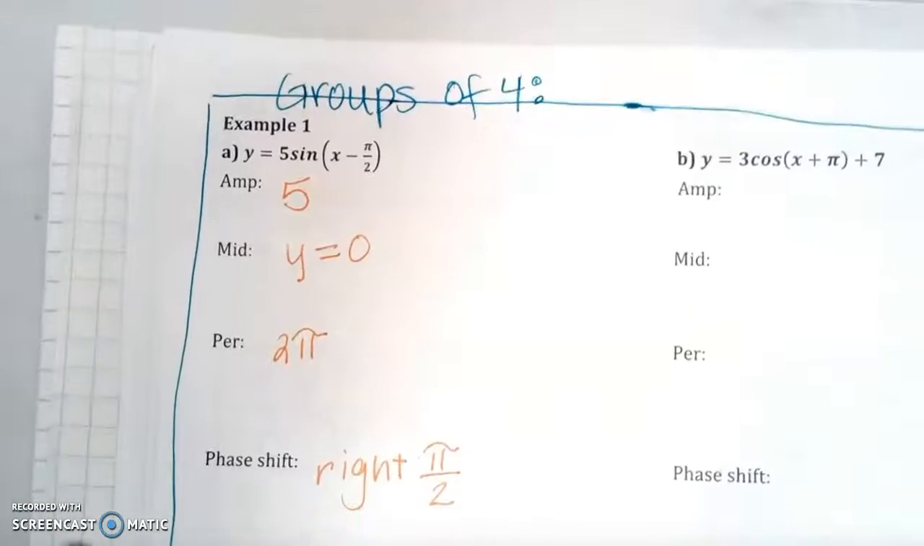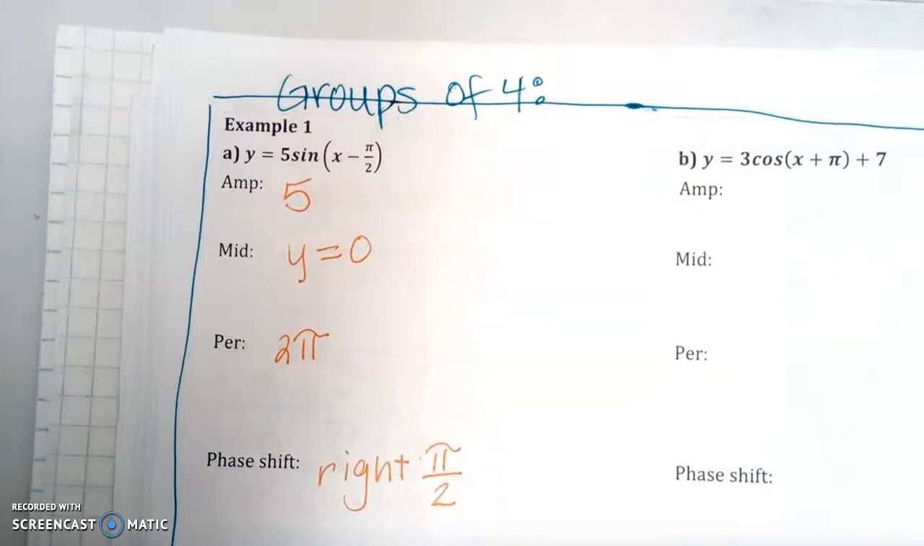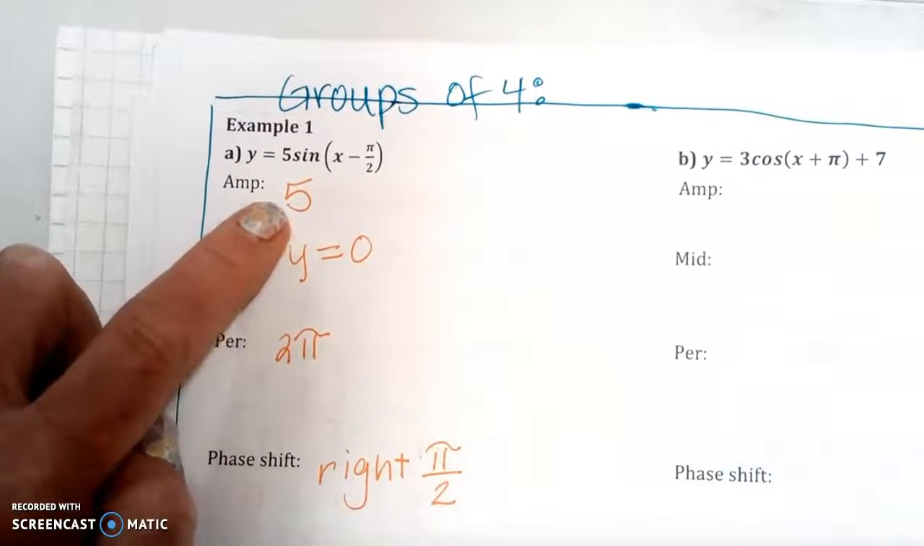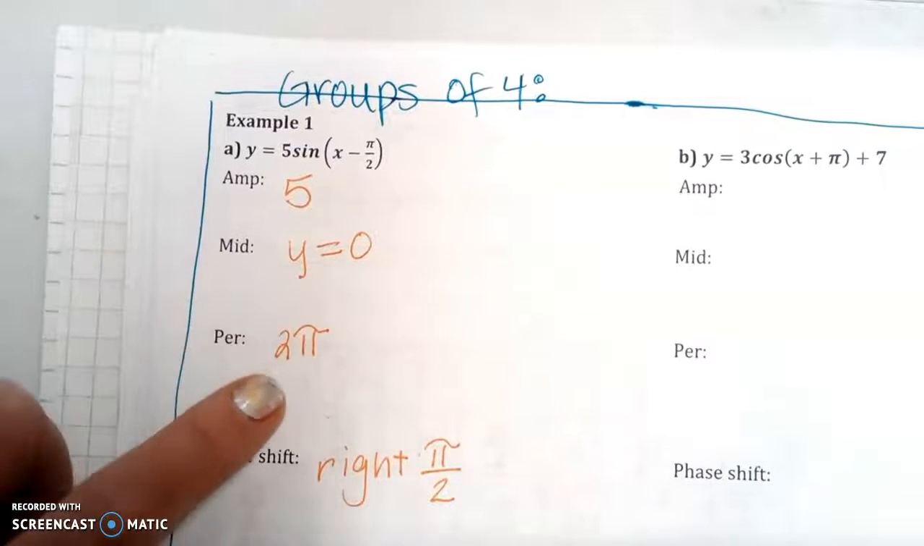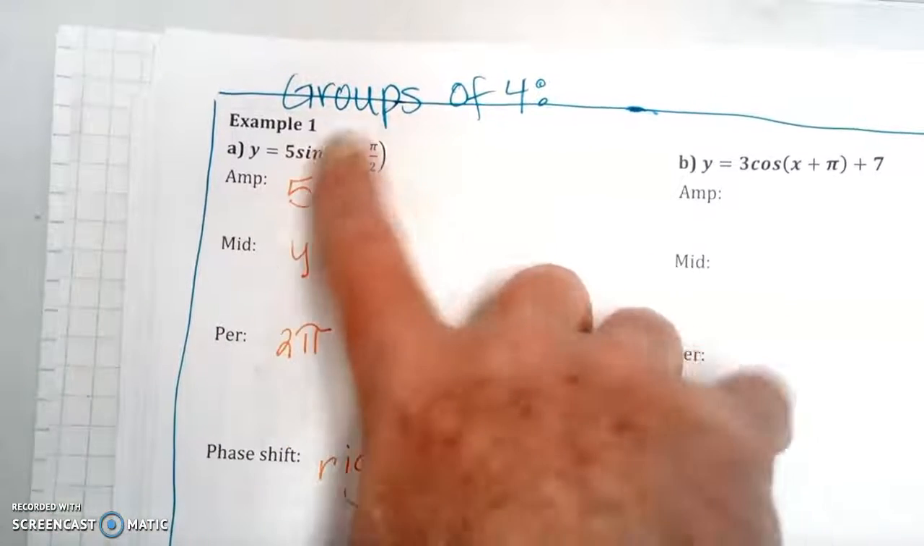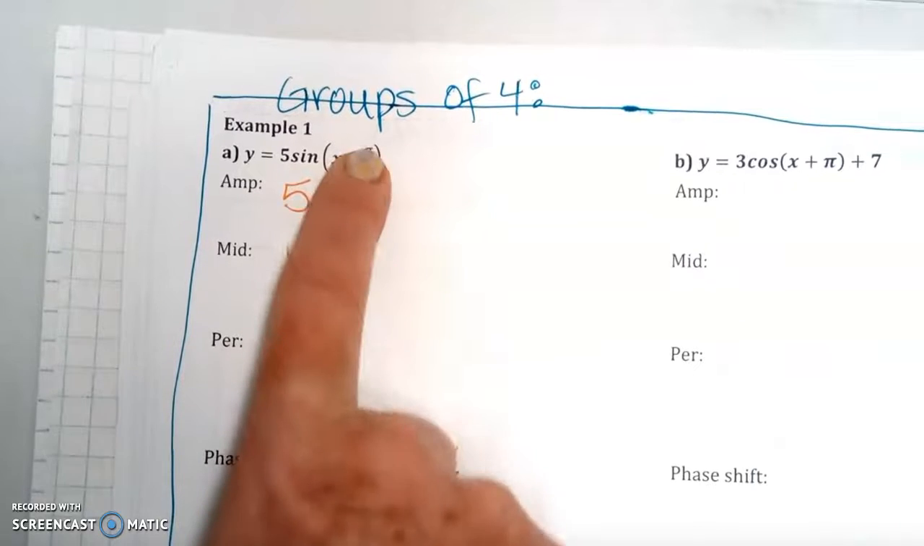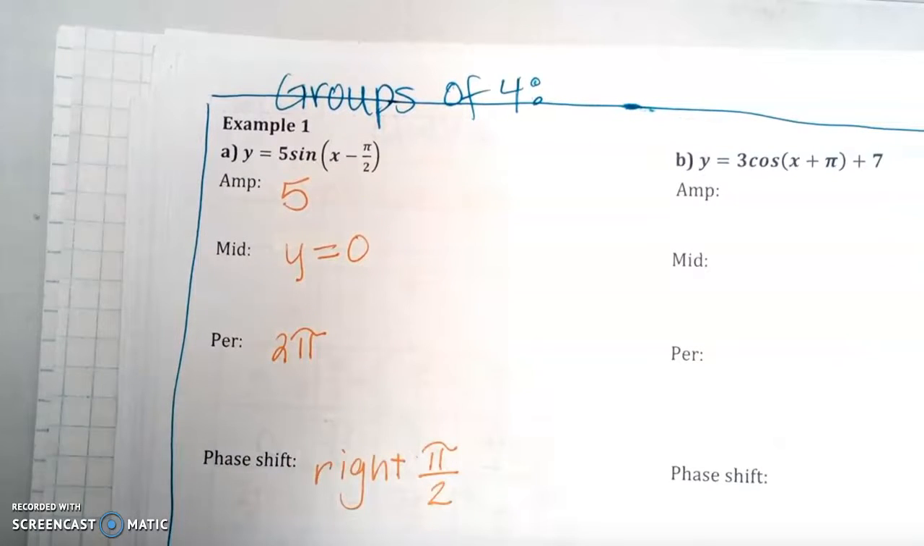All right, at the top of page 42, we're going to do example 1 together, and then we're going to do A together, and then you'll do B, C, and D in your groups of 4. So for A, we have the transformed graph 5 times the sine of the quantity x minus pi over 2. So the 5 is just going to change the amplitude. That's going to give us an amplitude of 5. The midline stays the same. Period stays the same. And then we have this phase shift right here. Subtract means we're going to move it right, and we're going to move it by pi over 2.